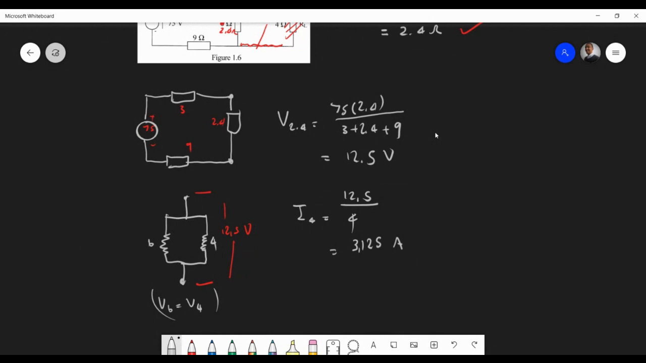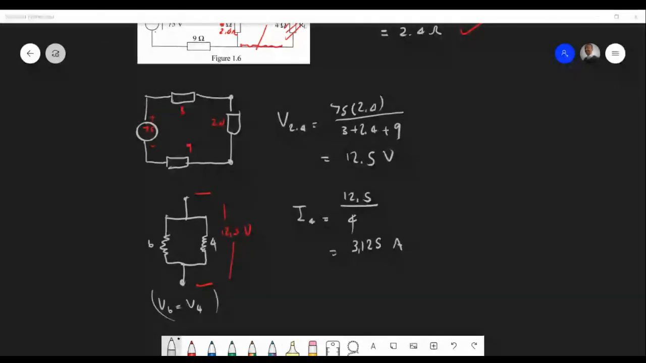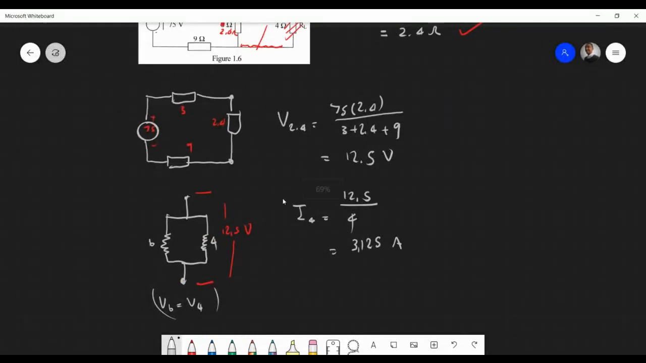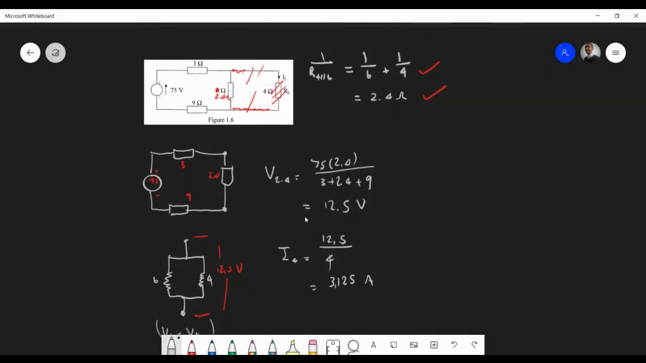So you apply voltage division to that particular branch. Okay, so that's great. I hope everyone got that. Are you fine, Michaela? Hope you get that. Simple enough.